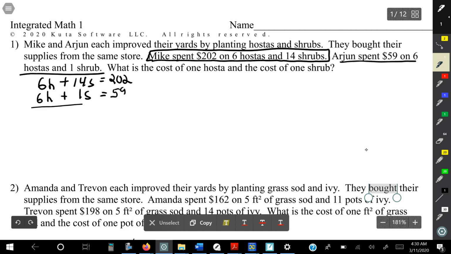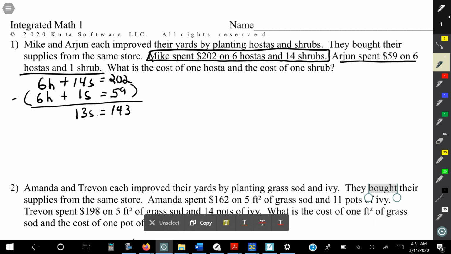So we're going to subtract now. And what's going to happen is one of our variables is going to disappear. So I'm going to take all of this and just subtract it. So 6 minus 6 is 0. 14 minus 1 is 13. So you got 13S is equal to 143. So now all we got to do is divide by 13 here. And S is equal to 11.